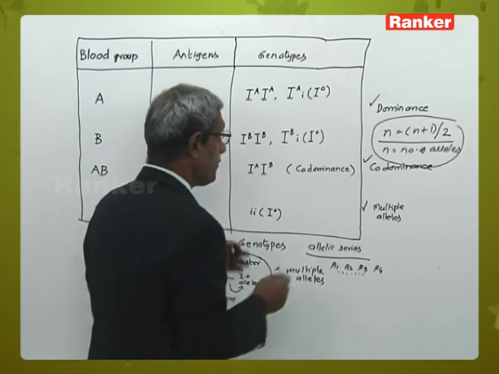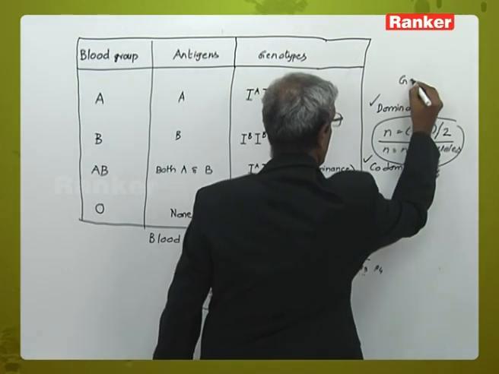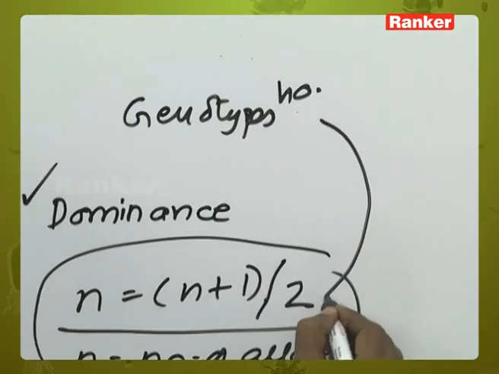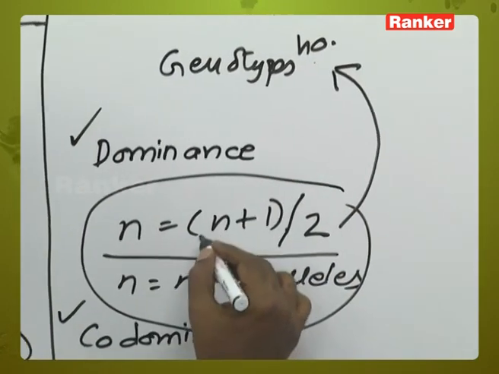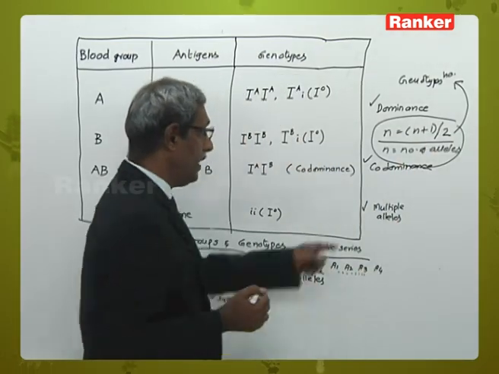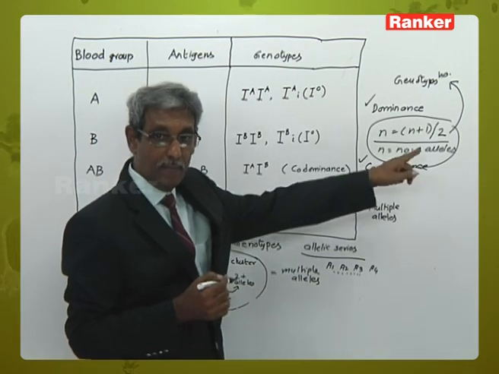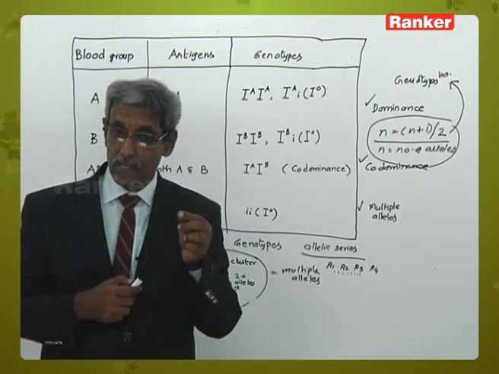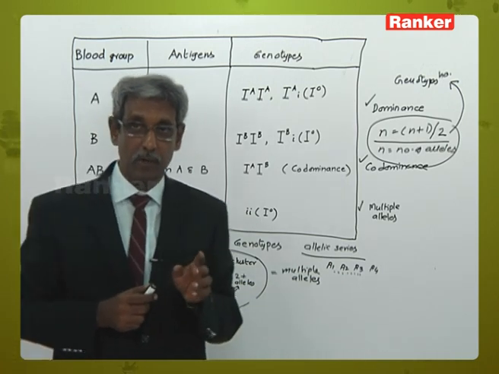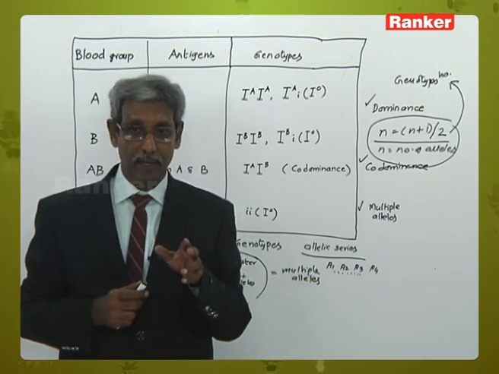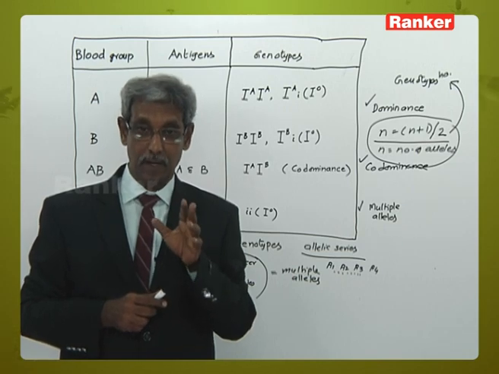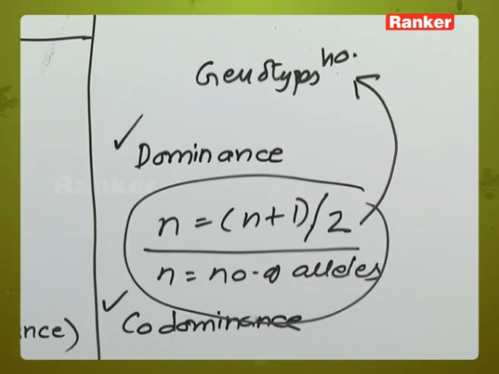The number of genotypes possible can be derived from the formula n(n+1)/2, where n is the number of alleles. So the correct answer is not simply n equal to the number of alleles, but n times (n+1) divided by 2. It is not dependent on Mendel's principles. It is also dependent on Mendel's principle of segregation. So the correct answer is n(n+1)/2.